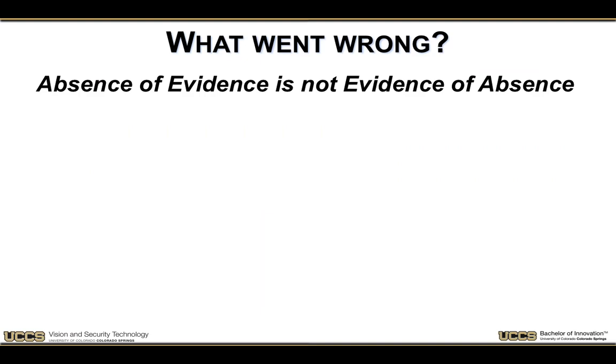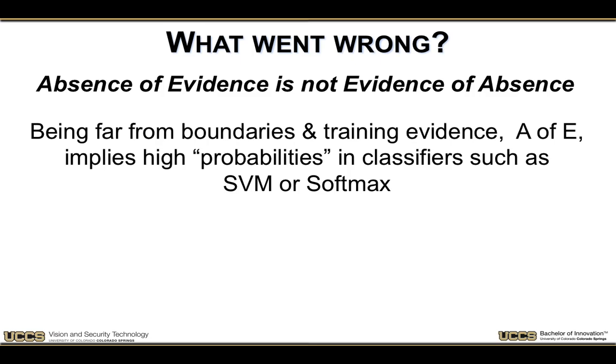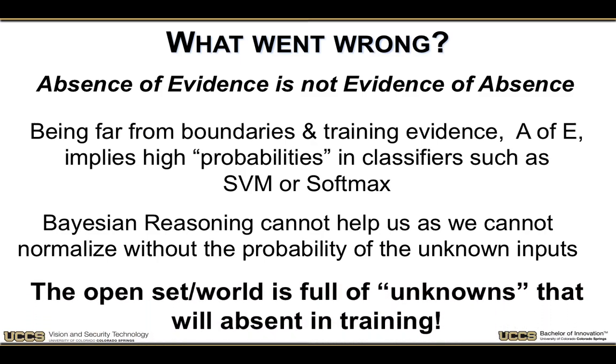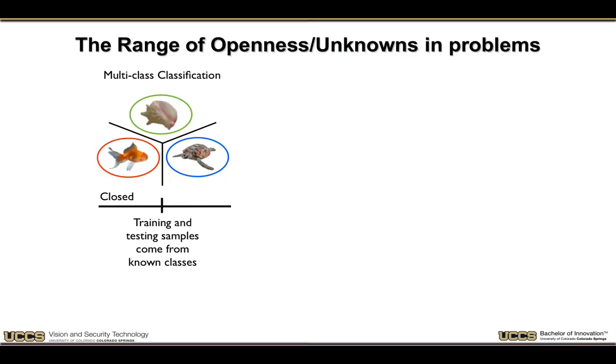What went wrong? Okay, when we're doing learning, absence of evidence is not evidence of absence. But if I look at how classifiers work, being far from the boundary will give them very high probabilities in softmax or SVMs. We can't solve this problem with Bayesian reasoning because we can't reason about the unknown unknowns. There's no way of knowing their probabilities. So the open world, the open problem is something where all of those unknowns may show up that will be absent during training. How do we build intelligent systems that understand that they don't know?